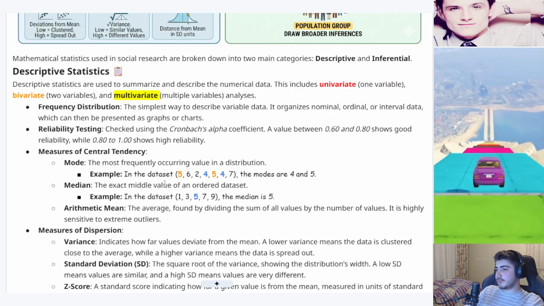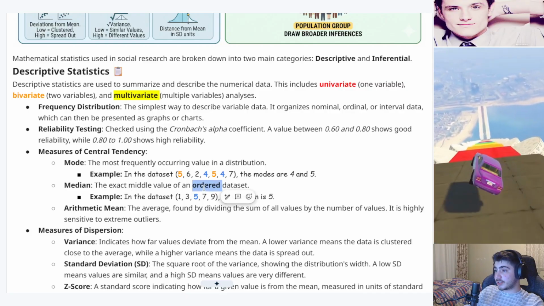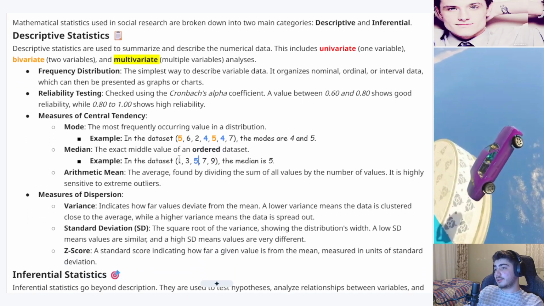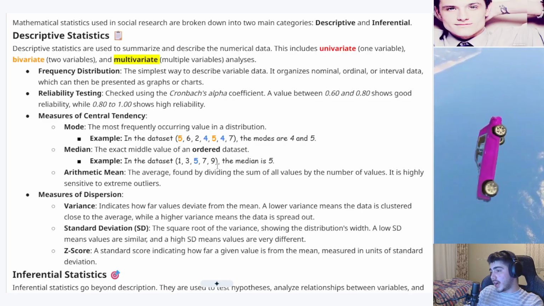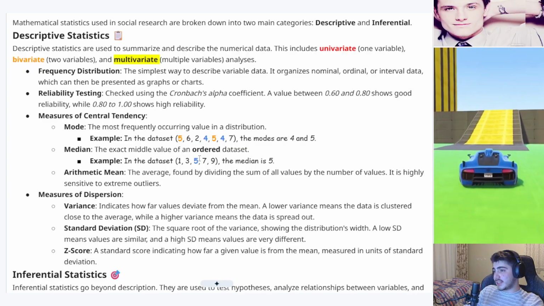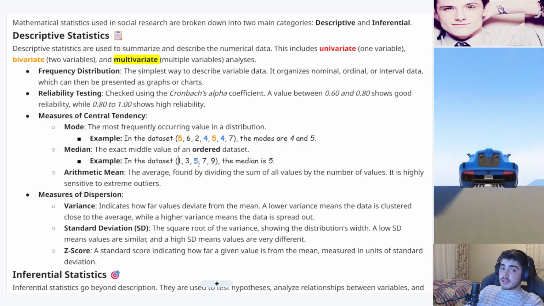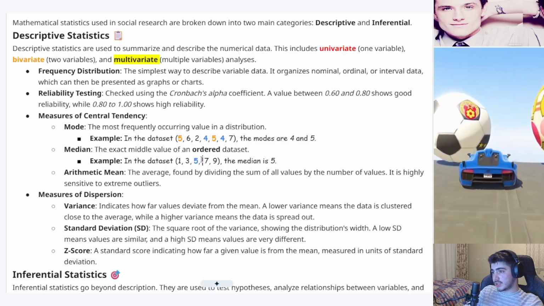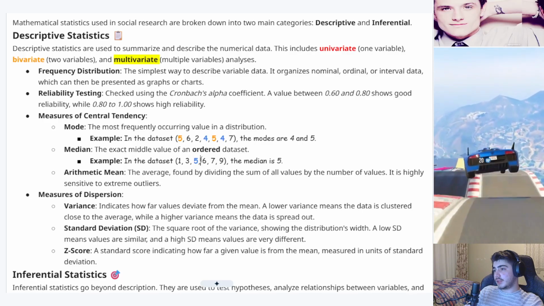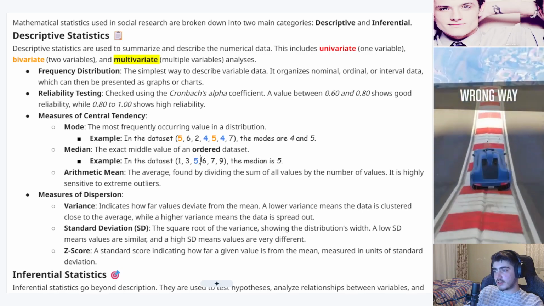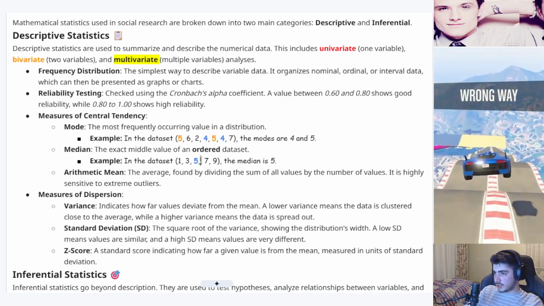Median is the exact middle value of an ordered dataset. The fact that it's ordered is very important. You need to order it from lowest to highest, and the value that lands in the exact middle is the median. If there are 2 values like this, for example, then the median would be 5.5. Just extra information, cherry on top.